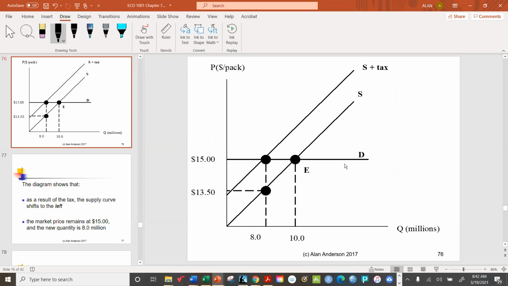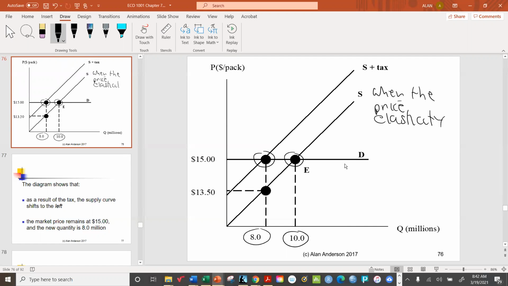Yeah, this is the case where the price elasticity of demand is infinite. So here, the market price doesn't go up at all. It just shifts back from here to here. So all that happens now is that less of the good is being sold. So when the price elasticity of demand is infinite, the seller pays the entire tax.